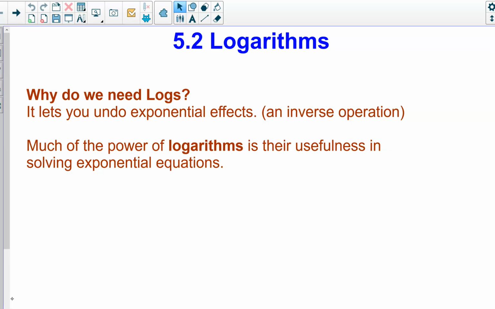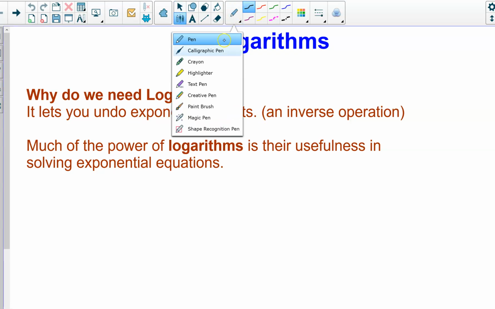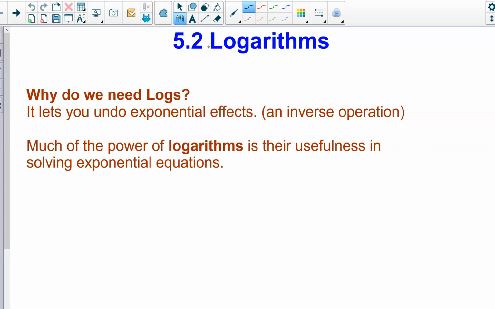If you had a tough time with this in Algebra 2, just seeing it a second time, a little bit older, you'll understand this. So why do we need logs? Logs let us undo exponential effects. So we just went through exponential functions in the last section, and this is like the inverse operation.